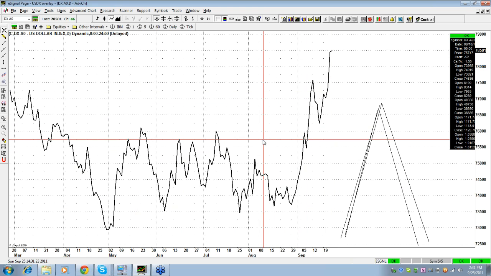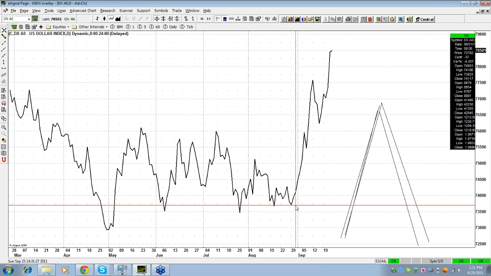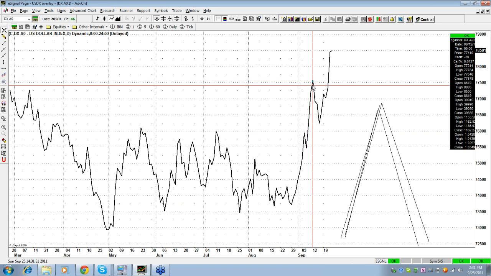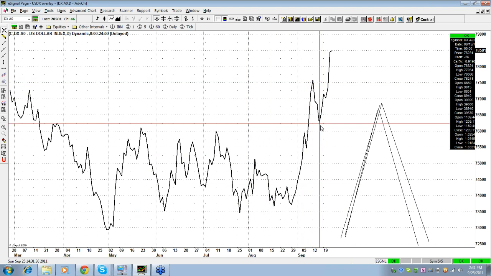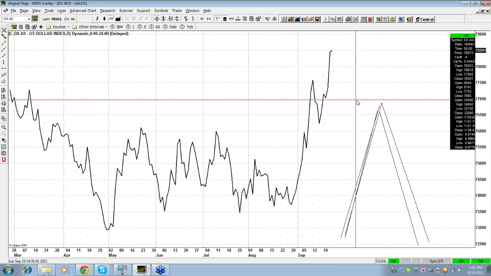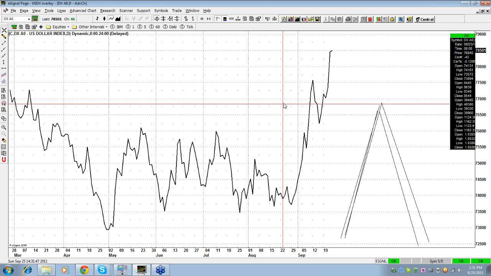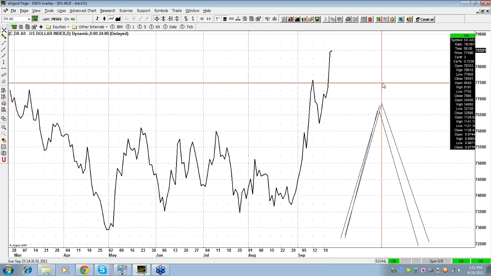So, according to my count, we have 1, 2, possible 3, 4, and 5. That's what I mean. And then maybe this is 1, 2, 3, 4, 5. Anyway, it's going to be a correction soon in the dollar. The dollar is going to get weak pretty soon.